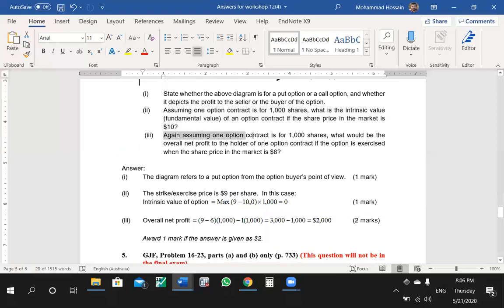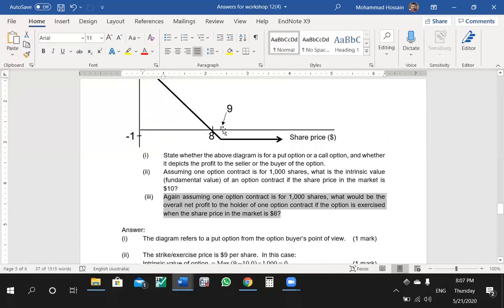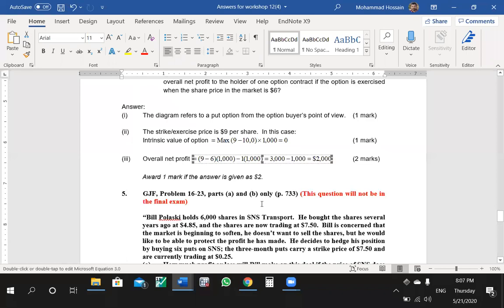Again, assuming one option contract is 1,000 shares, what would be the net profit to the holder of one option contract if the option is exercised when the price is $6? So at a $6 price, they're going to sell it at $9. They're going to make a good profit. But remember one thing: they already paid $1,000 for their options. So it looks like 9 minus 6, $3,000 profit. Actually not. They're going to make a $2,000 profit, because $1,000 is their payment fee for this derivative.